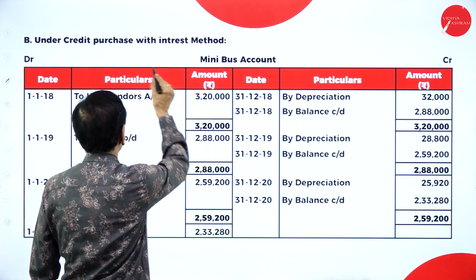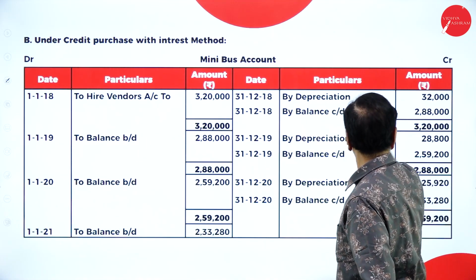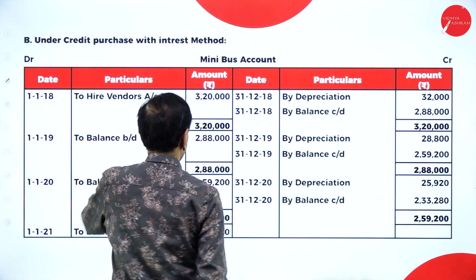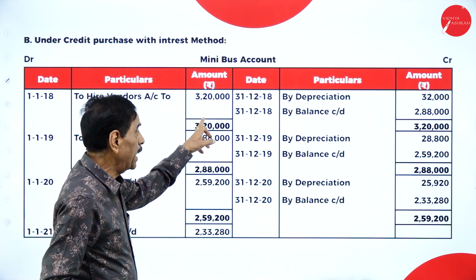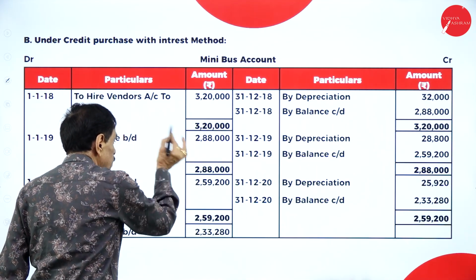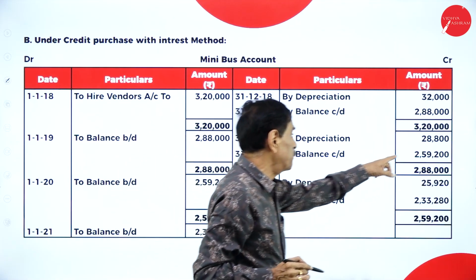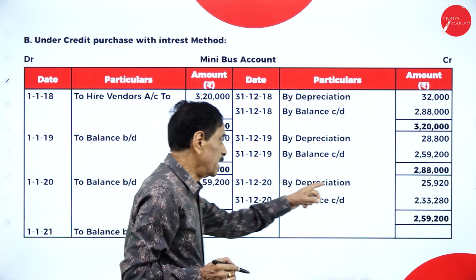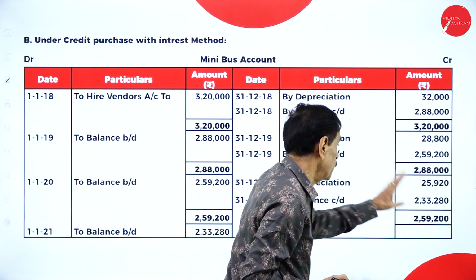This is the minibus account. Hire vendor of 3 lakh account. Depreciation of that year 32,000. Depreciation is charged. The cost of the minibus is 3 lakh 20,000. Depreciation is 32,000. Balance is 2 lakh 80,000. By depreciation 28,800. Balance brought down. Depreciation on this is 25,000 balance.